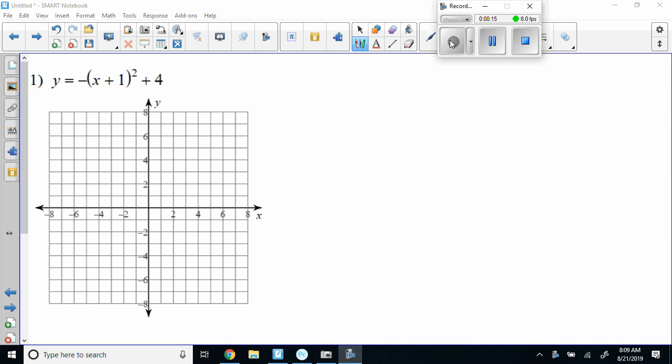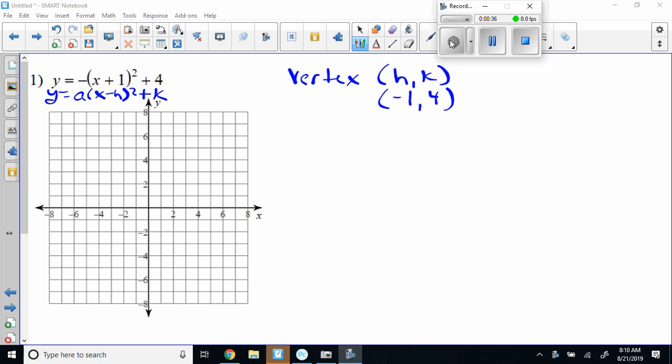So if you look at this, this is y equals a(x minus h) squared plus k. And we know that the vertex is (h, k). Well, the h value is going to change signs. So it's positive 1 in there. You pull it out, it'll be a negative 1. But the k stays the same, which would be 4. So the vertex is (negative 1, 4). That's our starting point when we start to graph this, okay?